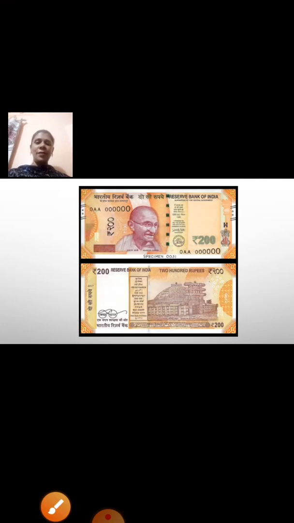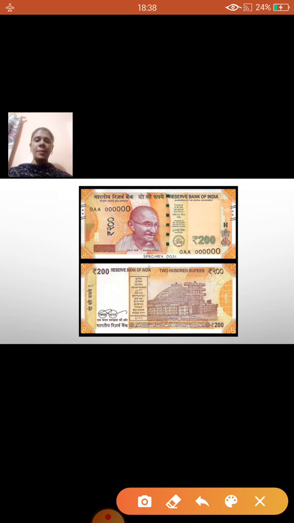Now which note is this? This is the 200 note. In the previous time there were no 200 notes. Now a new 200 note has started. First the 200 note was not there. So now the new 200 note has been started. This is the front side and this is the back side of the 200 note.